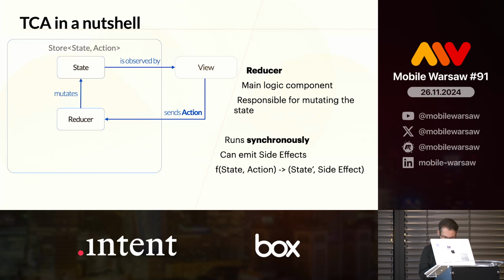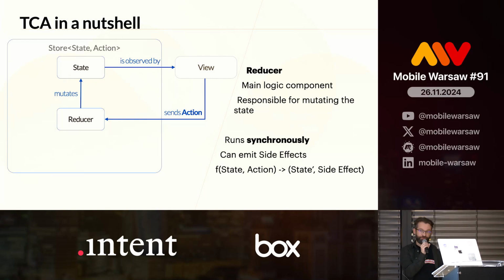And then we have a main logic component here, the reducer. This is the one that's responsible for mutating the state. It's actually a simple function that takes the old state, the current state, and the action, and produces a new state, which then is published to the view. And this all runs synchronously. So all the state updates happen synchronously, always from the UI thread, so there are no data races here, and it also improves testability a lot.